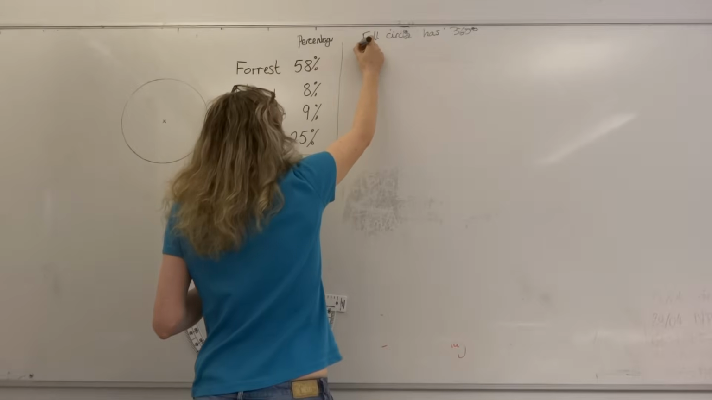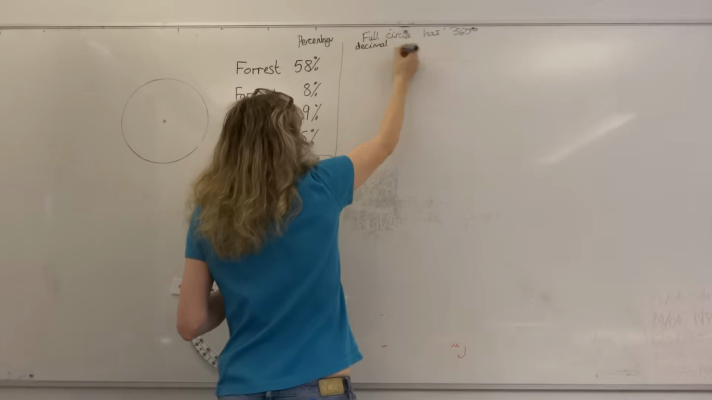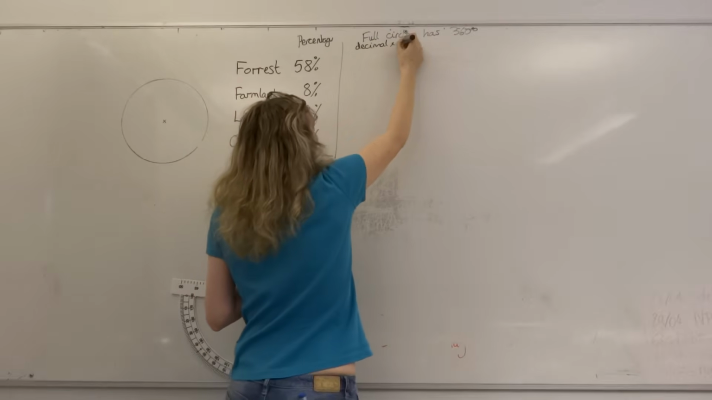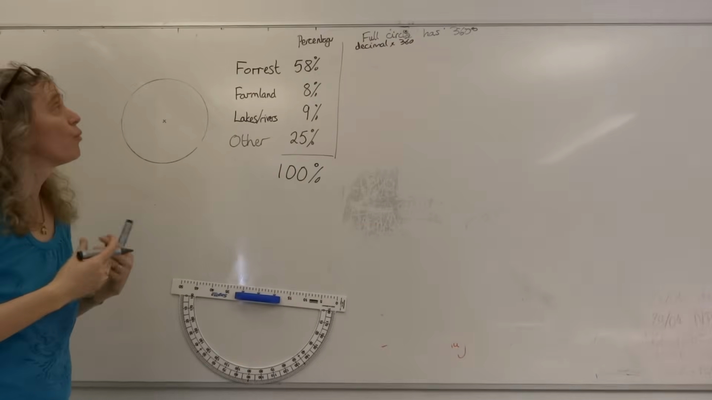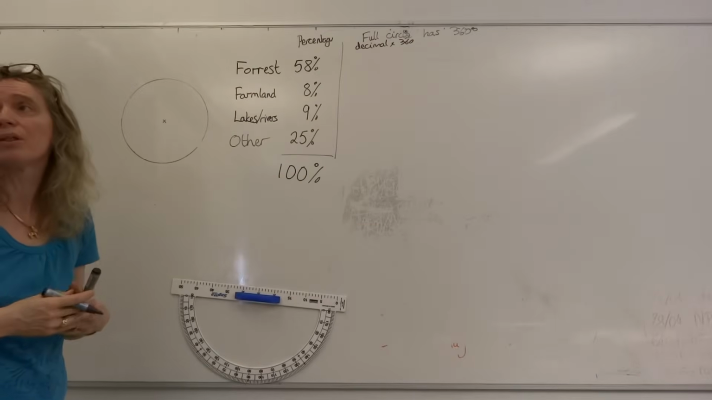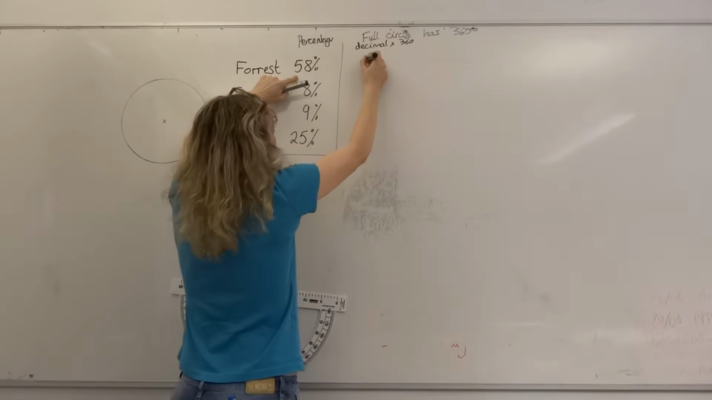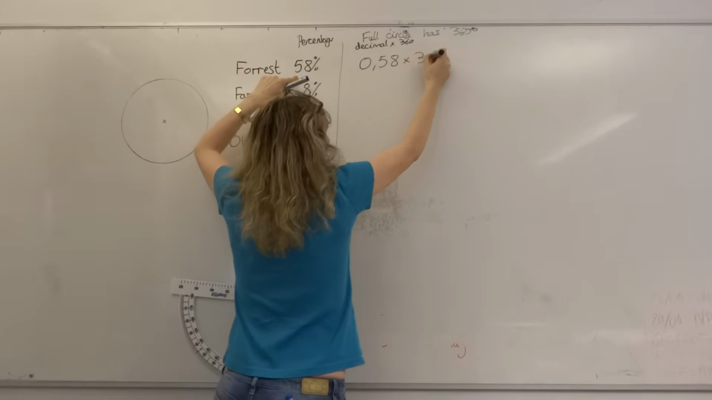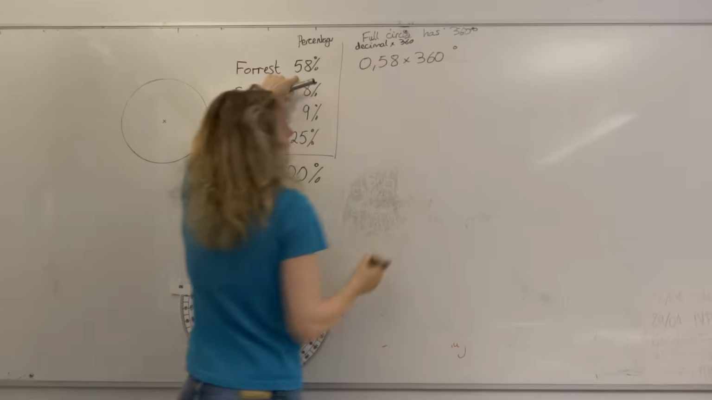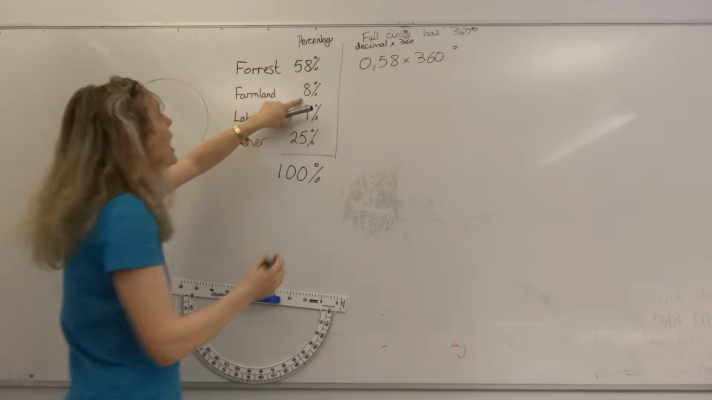So 58% of our circle would be the percentage as a decimal multiplied by what we would have in 360 if it was a full circle. So 100% would have 1 times 360, that would be 360 degrees. So forest will have 58% as a decimal, that's 0.58, multiplied by 360 degrees. That would give us how many degrees we should represent the forest as.